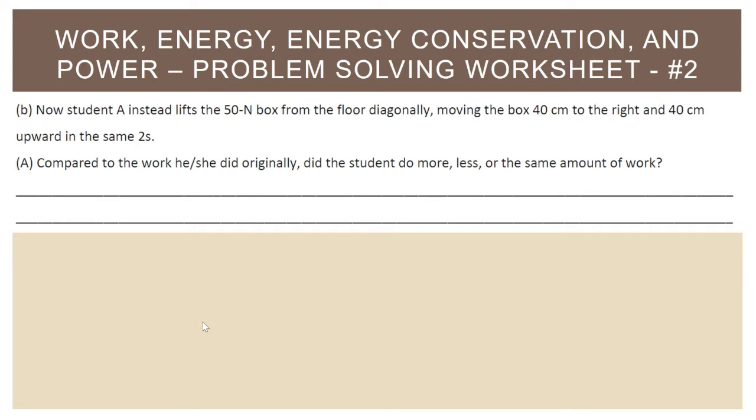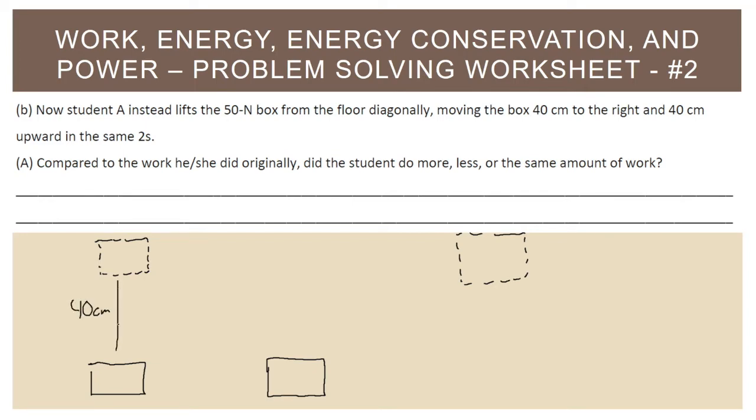Okay, so the key distinction here between these two situations is in the first part, the box starts down here and then ends up directly above it. That was the problem we already answered. In this particular situation here, the box starts like this, but then ends up over here. And instead of being 40 centimeters directly above its original location, the box is 40 centimeters this way and then 40 centimeters up. And the question here is, did the student do more, less, or the same amount of work?